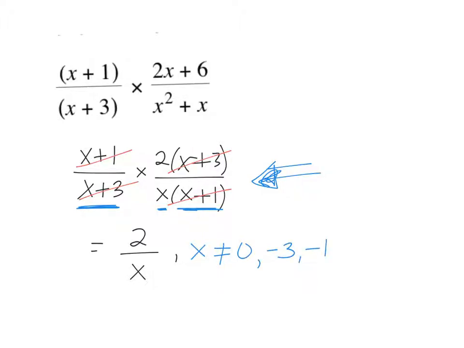Negative 3 and negative 1. Okay, so all 3 non-permissibles would go there. Okay, simple enough. It's pretty straightforward. Okay, so we've looked at it kind of like this.